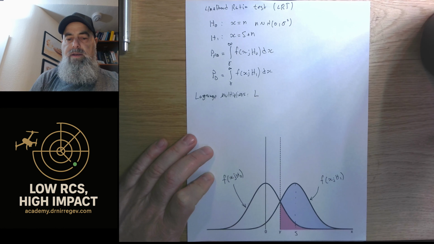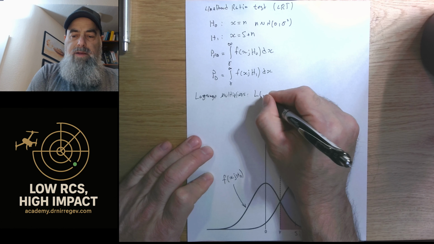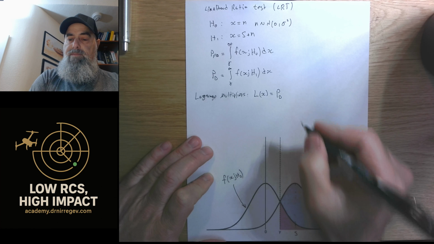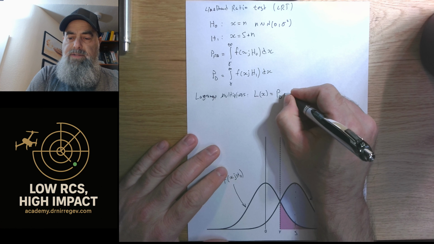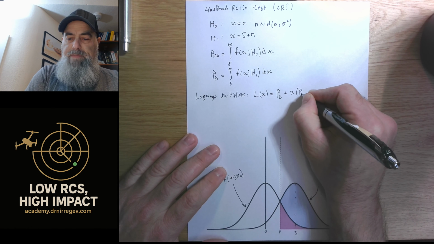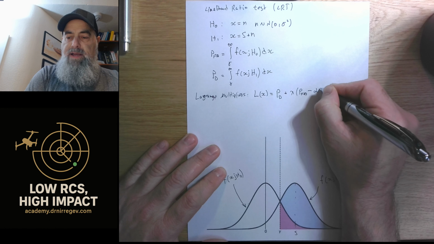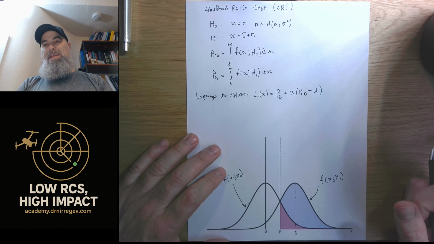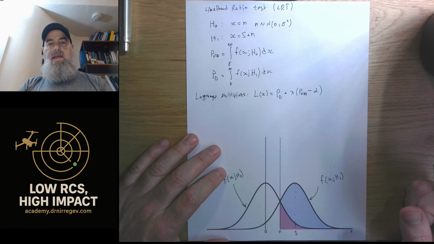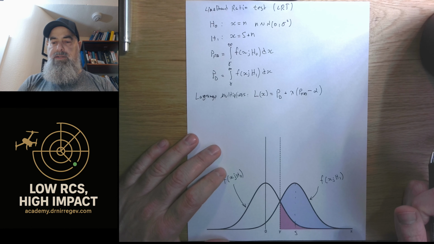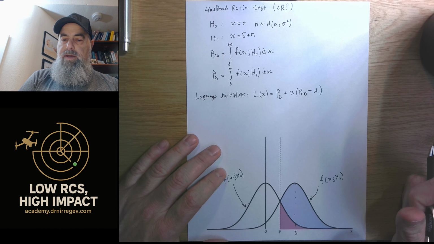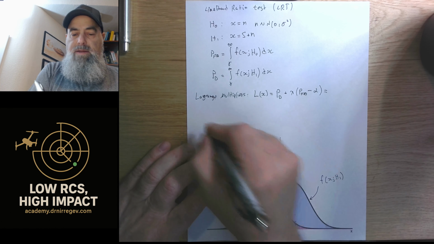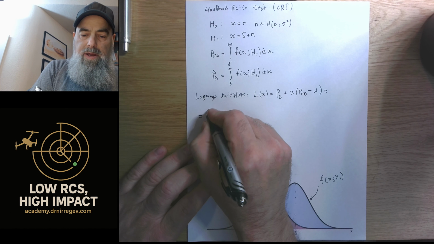The Lagrangian will be L of x, where we're maximizing PD under the constraint that our PFA is some constant. Let's call it alpha. By the way, in statistics, the PFA is denoted by alpha, and it's called type 1 error. Now we have to maximize this with respect to x.